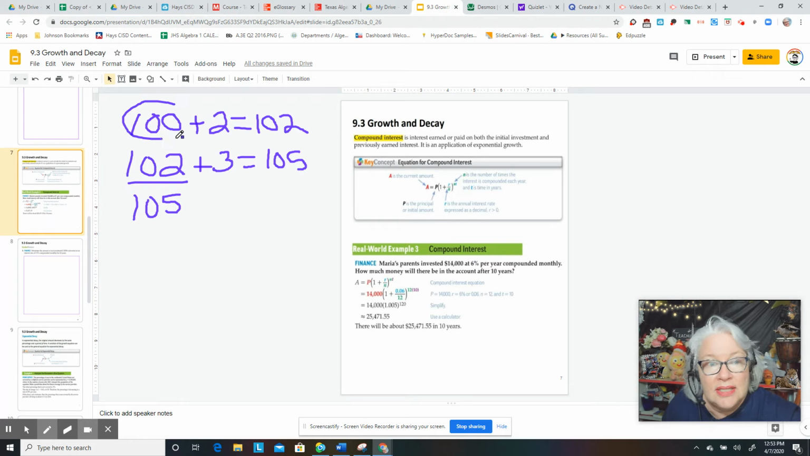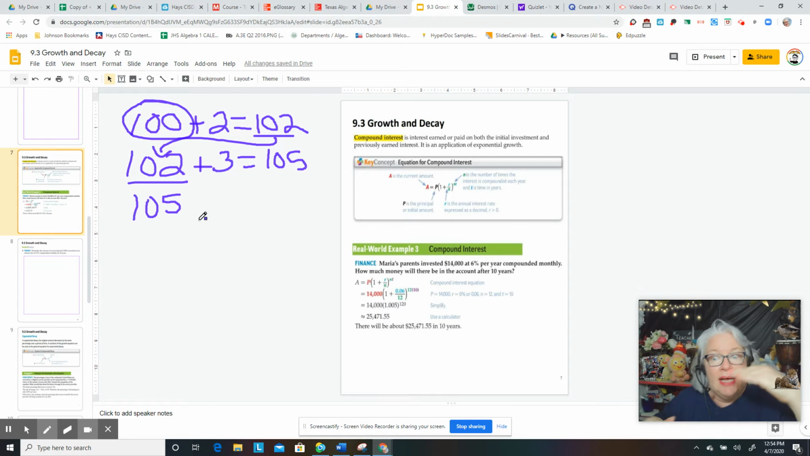Simple interest, it's only off the initial value. Compound interest, whatever is in the bank gets put back into the formula, and it compounds. It builds on top of itself.